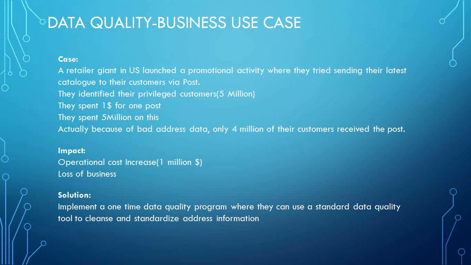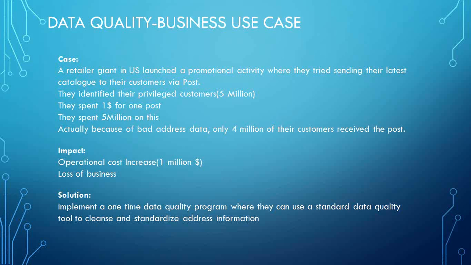He's expecting at least 2 to 3 million of his privileged customers to come back and visit his store and give him business. But actually, what happened? He was expecting 3 to 4 million customers to come back to his store, but the address data quality is really bad. Most of the envelopes have come back. Basically, the addresses which that particular retailer was maintaining were not accurate. Because of that, the envelopes didn't reach the end customers.